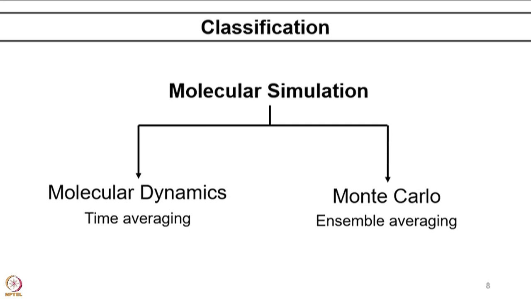Monte Carlo, on the other hand, is based on the ensemble. So molecular dynamics is a time average. Monte Carlo is an ensemble average. In Monte Carlo, there is no time.